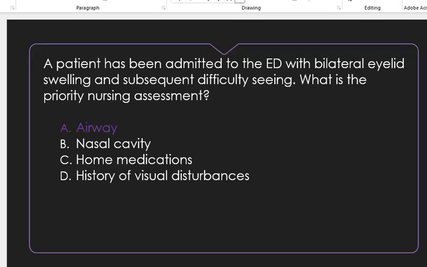While swelling can invade the nasal cavity, it is likely caused by a home medication. The priority is on securing and maintaining the airway. A history of visual disturbances is unrelated, as vision will likely return when eyelid swelling is decreased.